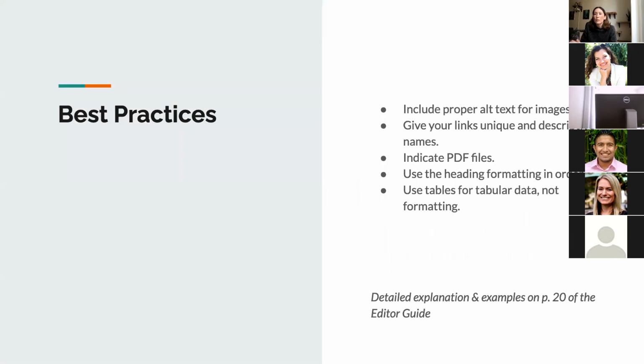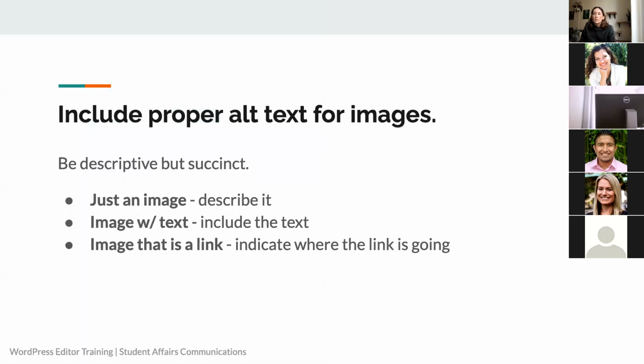So quickly, I will go over best practices of how to practice web accessibility on your site. The first is to include proper alt text, which is alternative text for images, and I will show you how to do that in the demo.